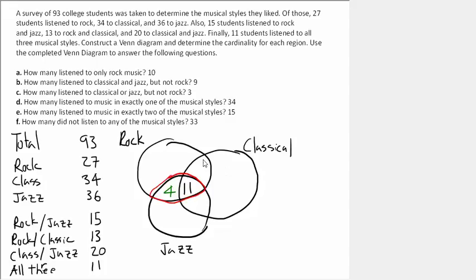Excuse me. Now we do the same thing with rock and classical and with classical and jazz. Let's see, who's next? Rock and classical. It says there's 13. Again, it's the intersection of rock and classical. And that area is only this segment right here. We've already accounted for 11 of them. There's 13. There can only be 2 more in that section. There we go. And finally, we'll do the same thing with classical and jazz. There's 20 of them. We've accounted for 11.